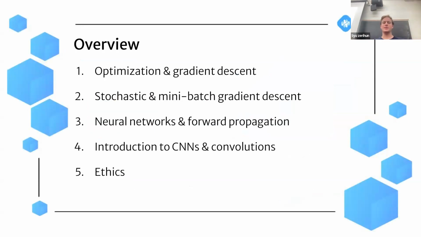To give an overview of what we're going to go over today, we're going to start with optimization and gradient descent, and then we're going to talk about a couple other types of gradient descent that are used in neural networks, and we're going to talk about neural networks and forward propagation, and then we're going to talk about a special type of neural network called the CNN, and then also convolutions, and then finally we're going to end with a note on ethics.